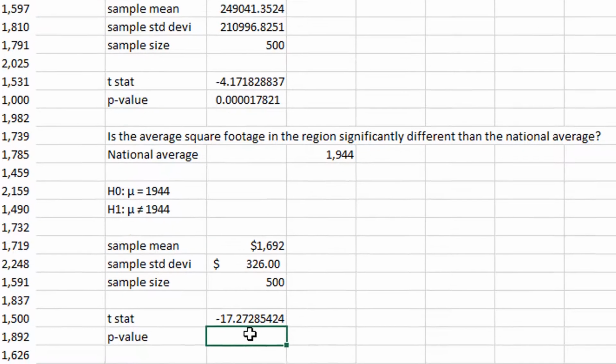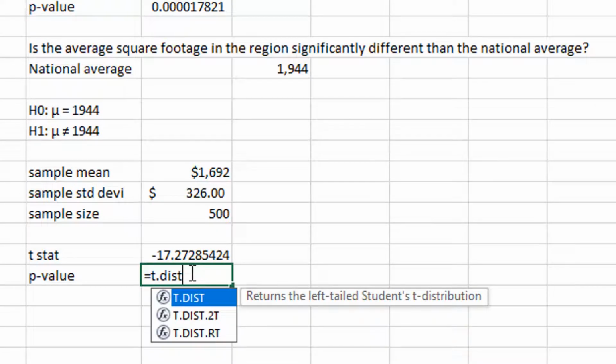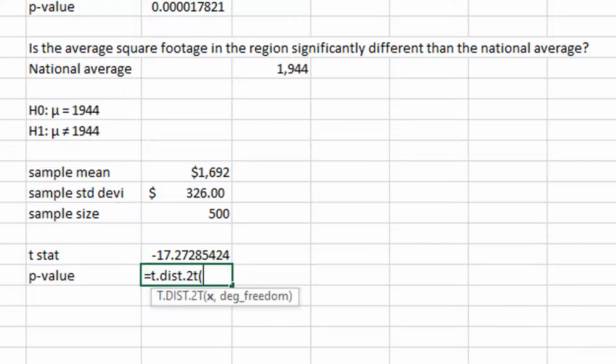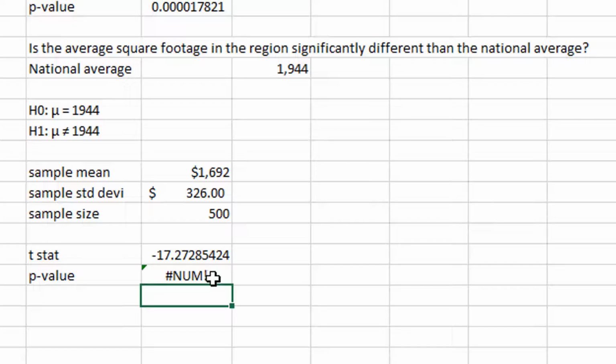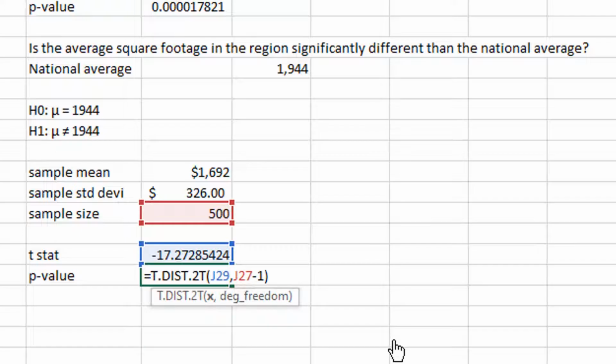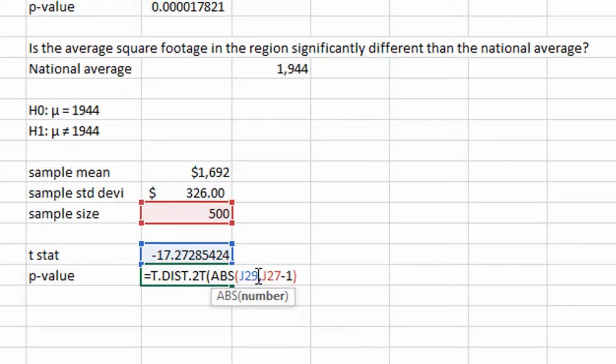Now, what would happen if I use the T.DIST? I'm doing a two-tailed test, so I would use the 2T, okay? If I put this value in with 500 minus 1 degrees of freedom, I would expect this far out in the tails you should have basically 0. But I'm getting a big problem. Why? You should always use absolute values for your t-statistic for this formula. So I'm going to go back in to here, and I'm not going to use J29, which is my t-statistic, but the absolute value, ABS parenthesis J29 close parenthesis. That's the absolute value of negative 17. And that goes in, and then we're going to be good.